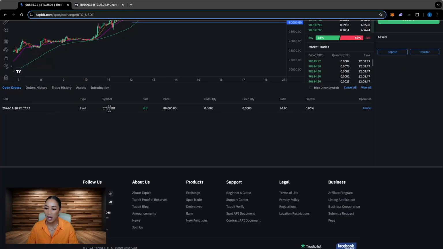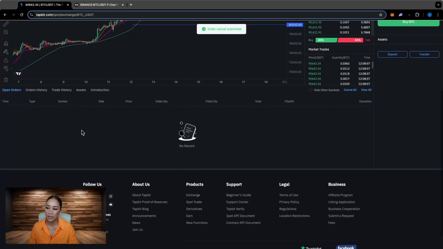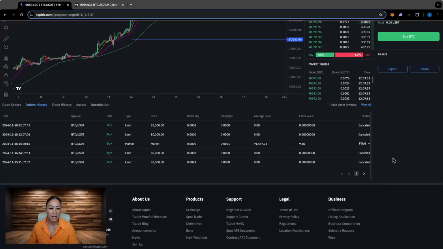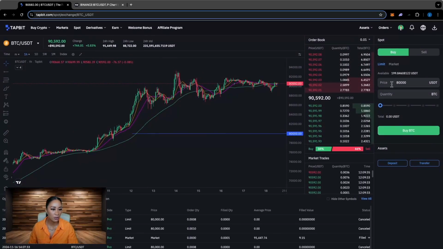From here you can keep an eye on your order, or if you change your mind or you're not happy with it, you can then click cancel and this will cancel the order. You will then find that cancelled order under orders history. Now that we've covered limit orders, let's talk about the next type of order, which is a market order.